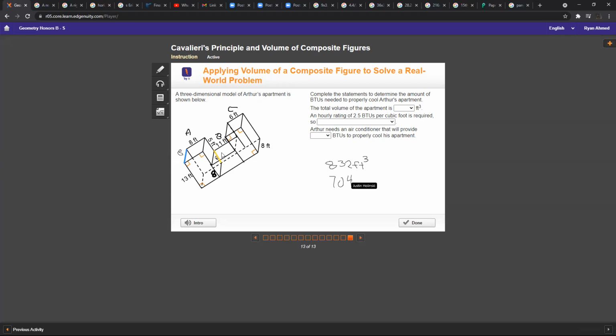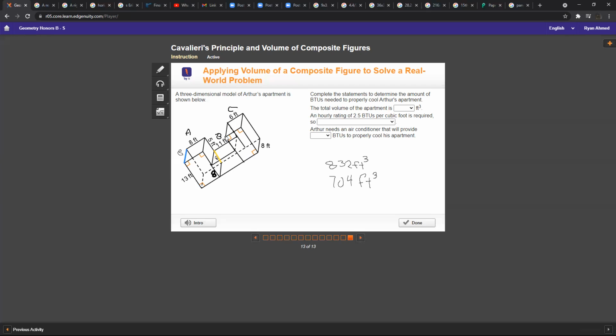And then see if you can find the volume of our 3rd part as well. Part C. C is going to be this section right here. So it seems like this side is also 13. So it's going to be 6 times 13 times 8. And we get 624.